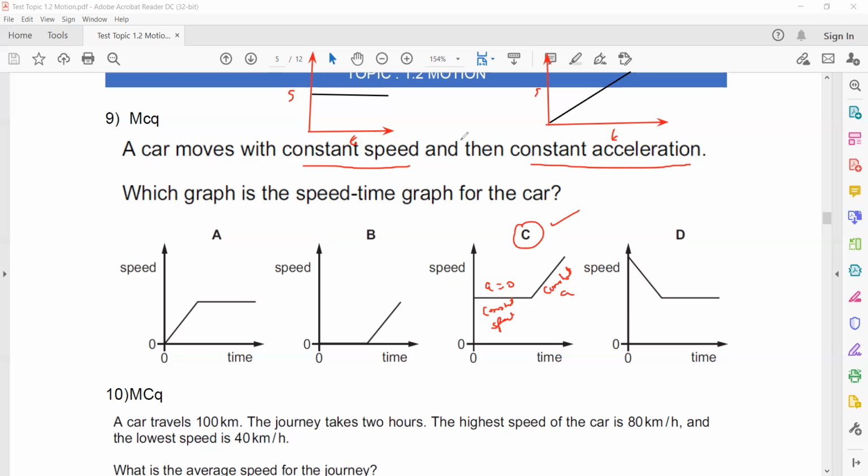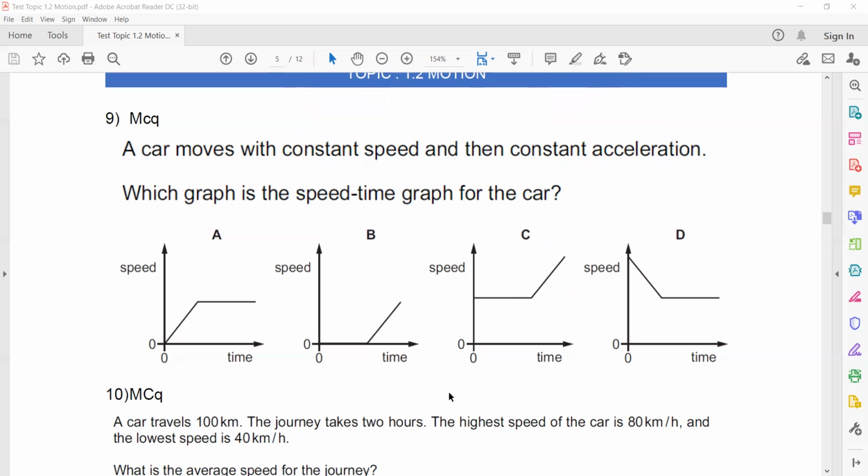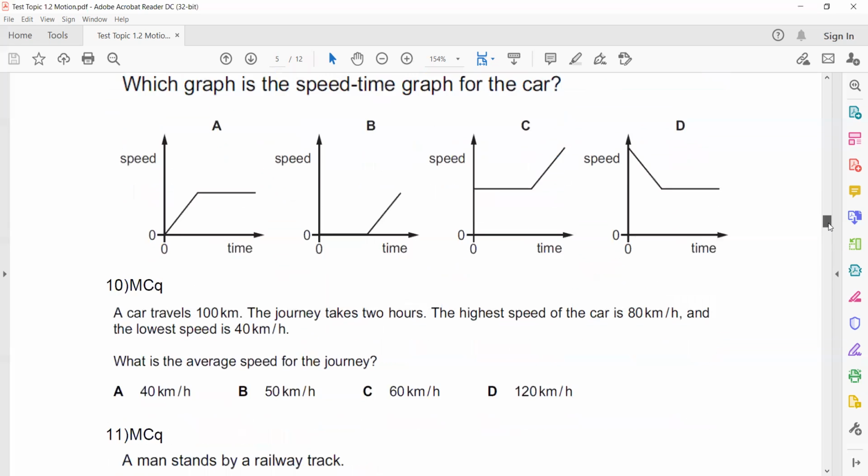So first we need a constant speed, so that's why a horizontal line, and constant acceleration means it should be a straight line with a constant angle, which shows that acceleration is constant.